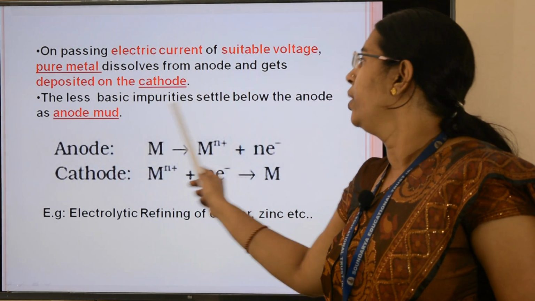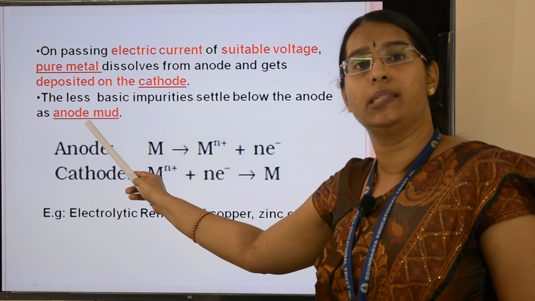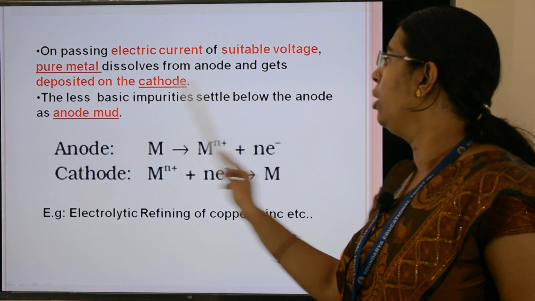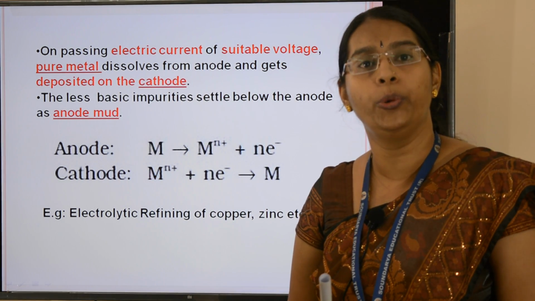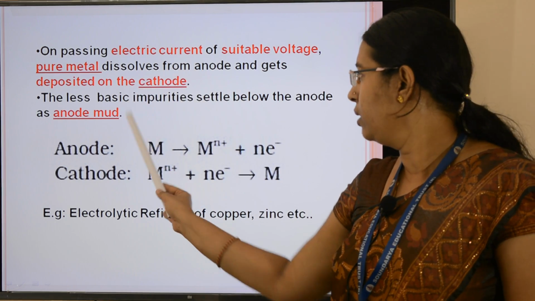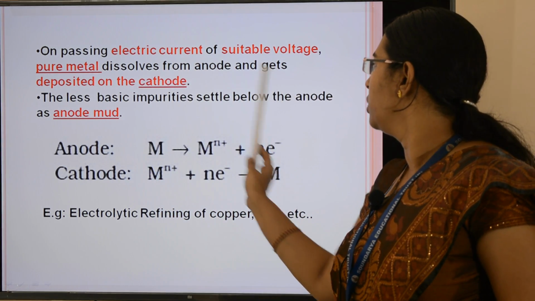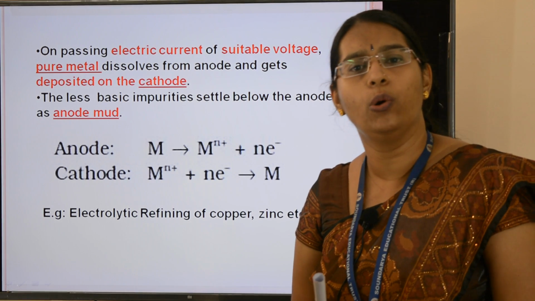There will be some impurities which are less basic. They will collect below the anode as anode mud. So less basic impurities collect below the anode as anode mud.